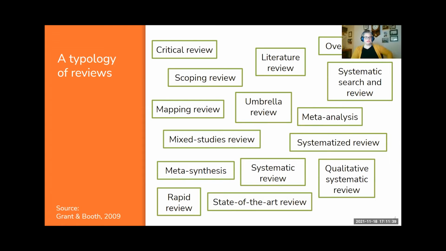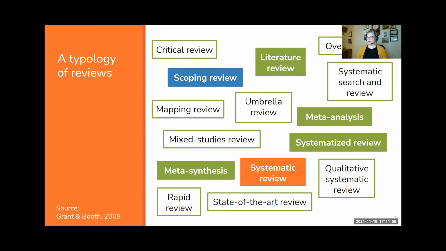In 2009, there was an article written by Grant and Booth, and they talked about many different kinds of typology of reviews, right? So, different kinds of reviews. These are just a handful splattered across the screen of the different ones they talked about. But the ones that are most often used are the ones highlighted: a scoping review, a literature review. Metasynthesis is kind of like a qualitative systematic review. It's a little bit different, but today we're going to talk about a plain old systematic review. And what does that involve?